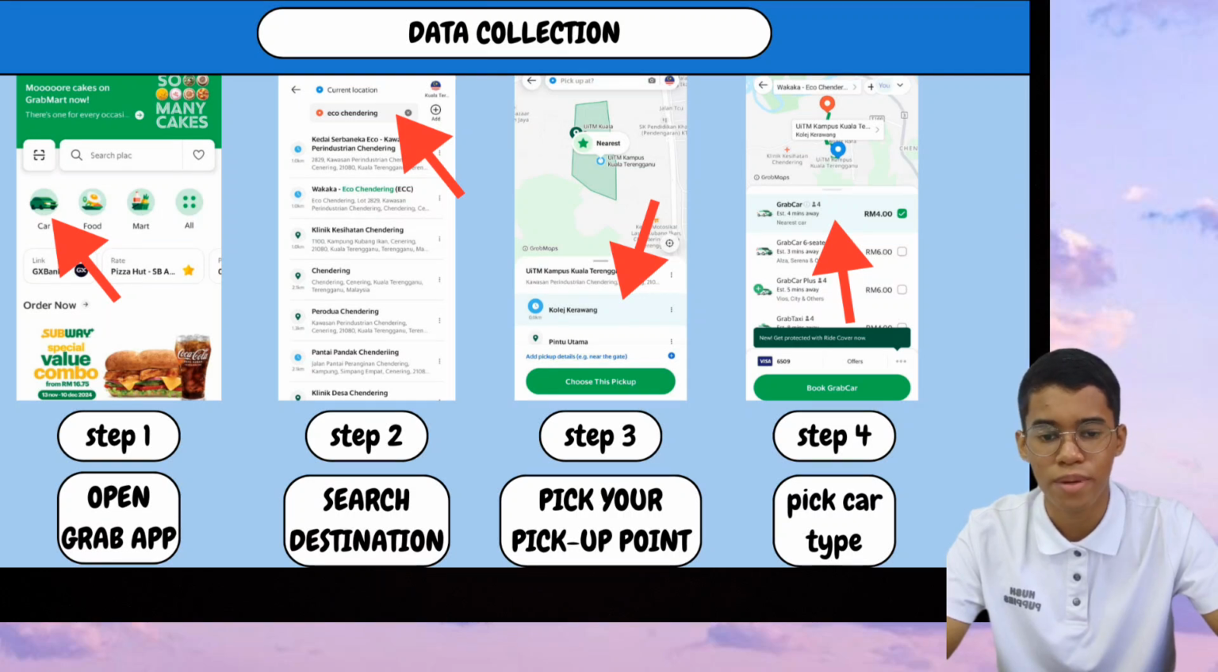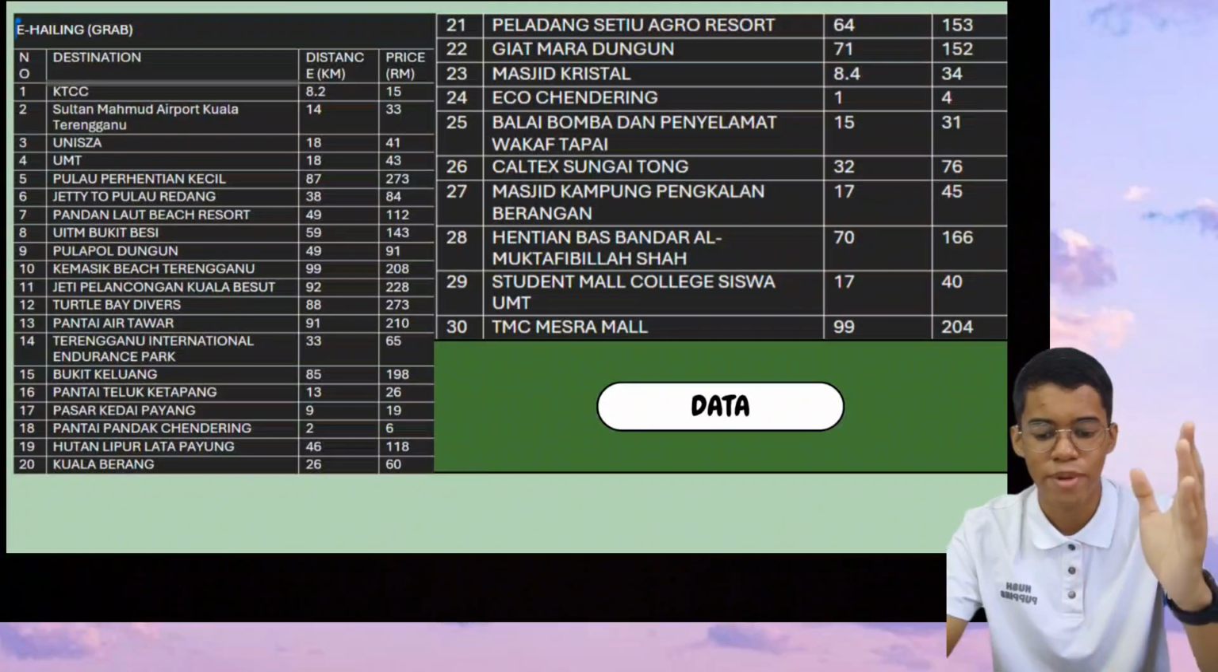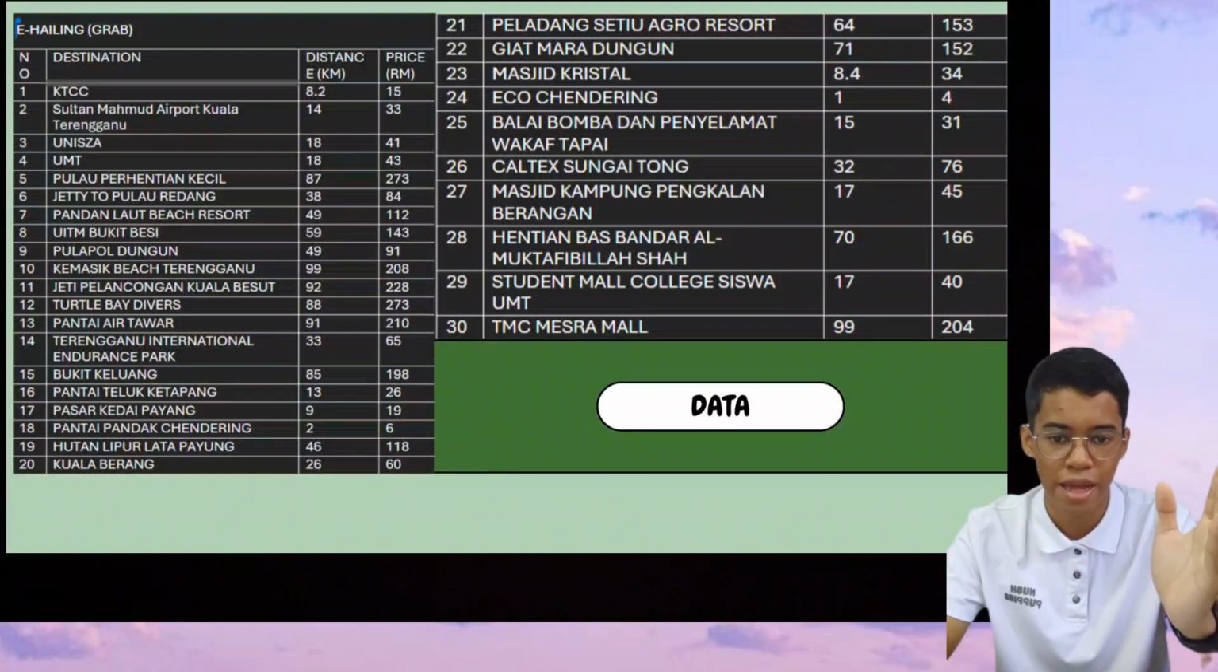The first step is to open the Grab application and choose the car option. Secondly, check the destination. Thirdly, choose your pickup point. Finally, pick your car type and look at the price given. This is an example of the data that we have collected by using the Grab application.